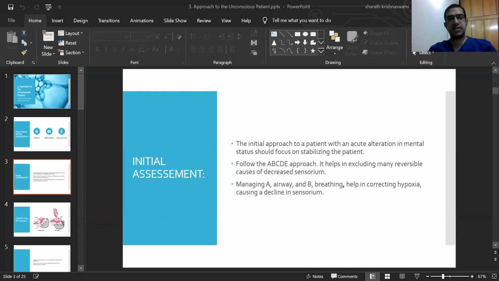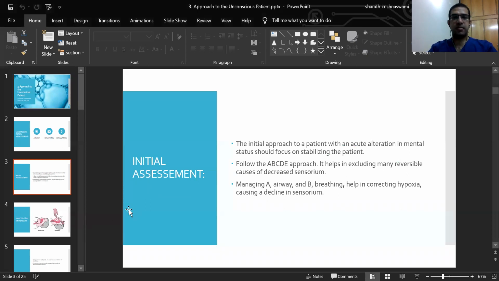So medical practice chooses to simplify things. Some of the jargon can be quite overwhelming. And so we can choose to compress the first steps of resuscitating a patient into an abbreviation. Anesthetists and critical care physicians use the ABCDE algorithm. A stands for managing the airway and breathing, helping in correcting hypoxia and causing a decline in sensorium.